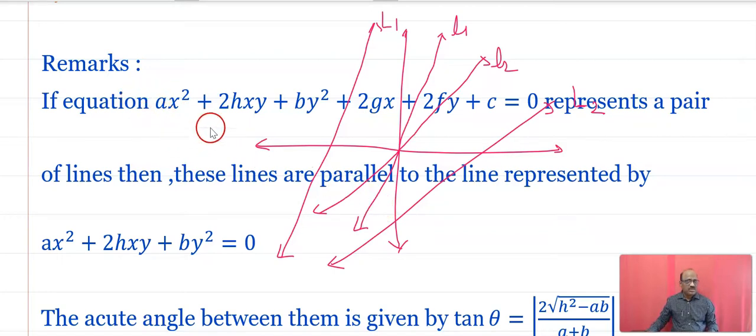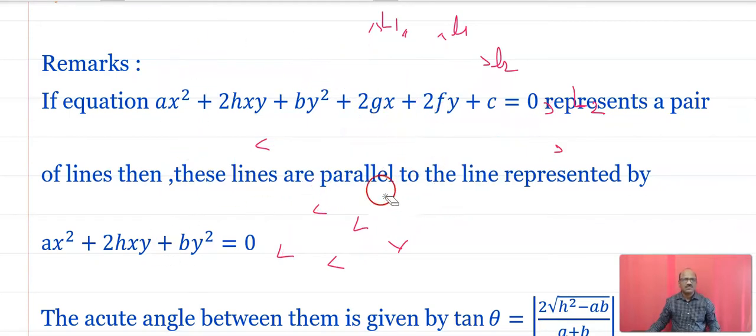Therefore, ax² + 2hxy + by² + 2gx + 2fy + c = 0 represents a pair of lines. These lines are parallel to these lines. And here we will see the next topics again.